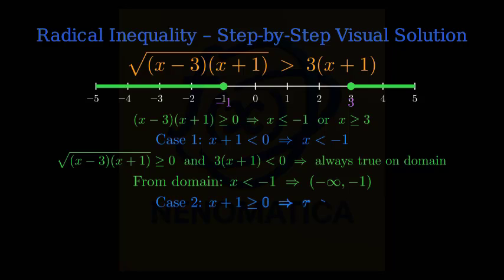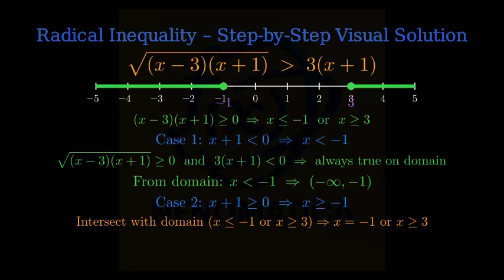Case 2: x + 1 ≥ 0, that is x ≥ −1. Intersect this with the domain x ≤ −1 or x ≥ 3. So in case 2, we only need to check x = −1 and x ≥ 3. First check x = −1. Then both sides are 0, so the strict inequality fails.